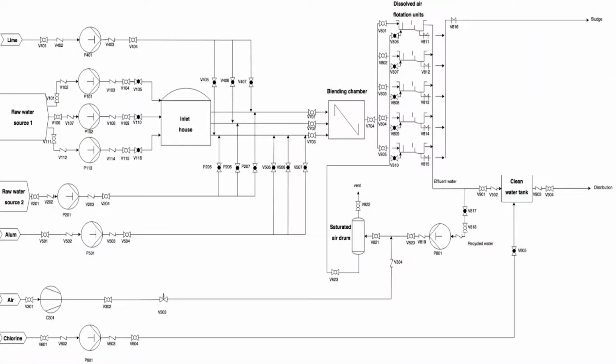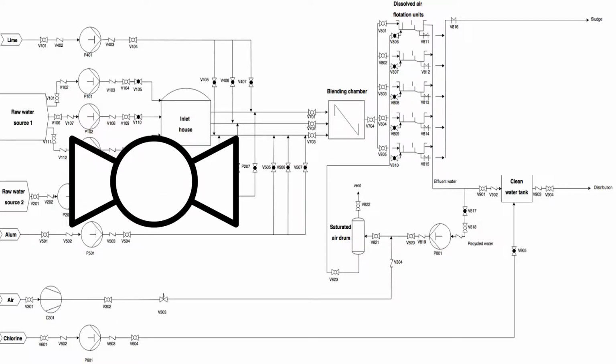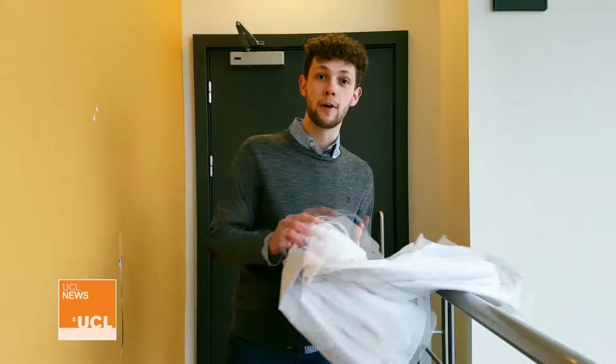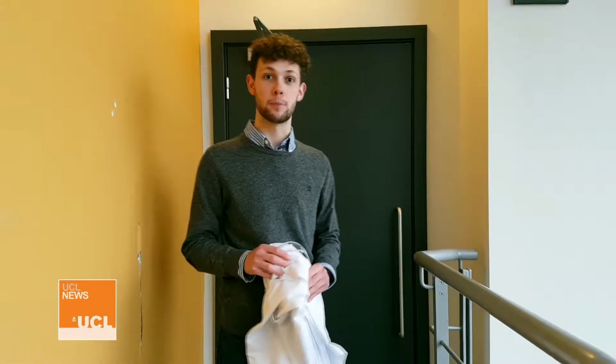On the screen at the moment is a PNID. It shows two components which are well known. One is a type of valve called a ball valve, shown here, and another is a type of pump called a piston pump, shown here. Let's grab our PPE, head into the lab, and we can find out a little bit more about these really important components.